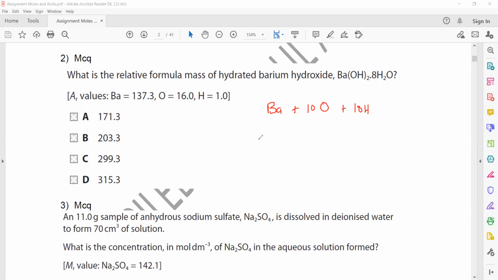So the mass of the barium, that is 137.3, plus 10 times the mass of oxygen, which is 16, plus 18 times the mass of hydrogen, which is 1. So when we multiply and take the sum, it will come out as 315. So D is the right answer.